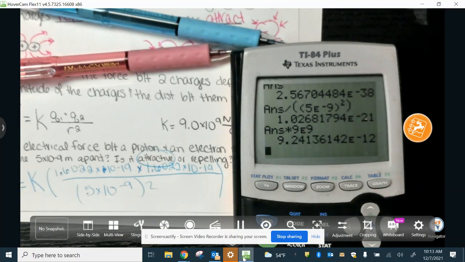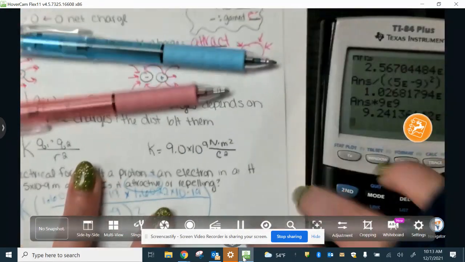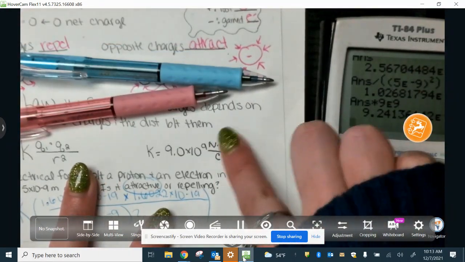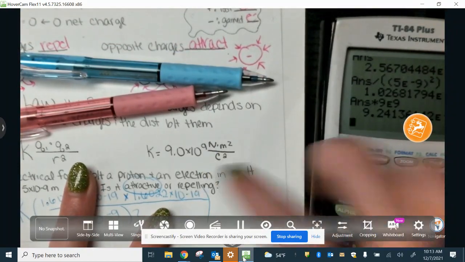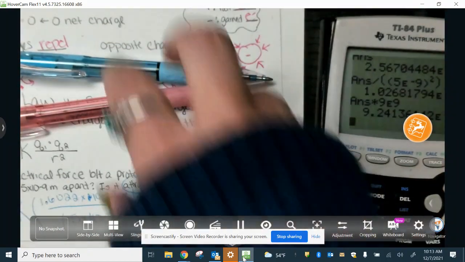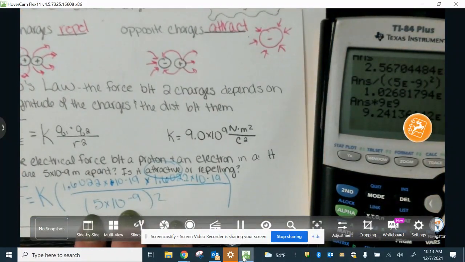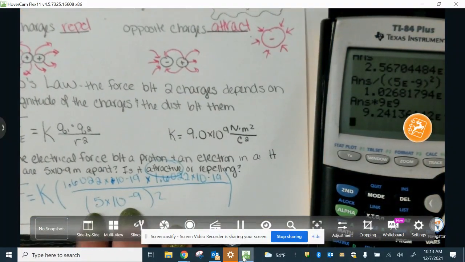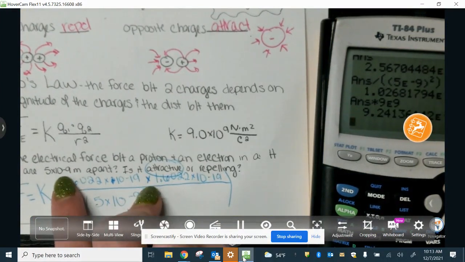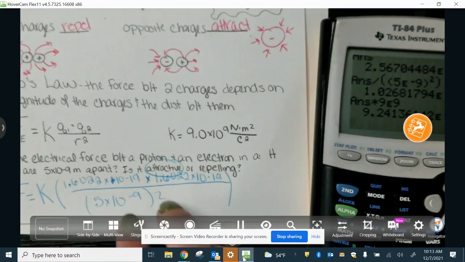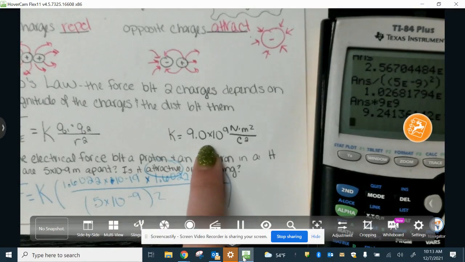What's your N times N squared over C squared? Those are my units. That's a unit. All of this right here, that's a unit of that constant. Where did you get the 9? It's the K. K equals. Oh yeah, that's my K.